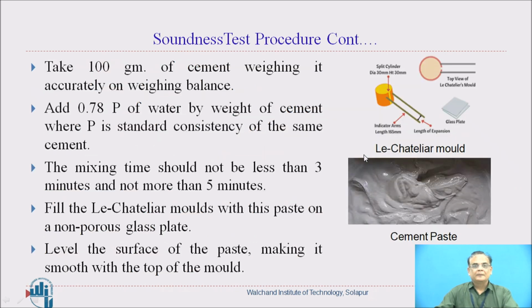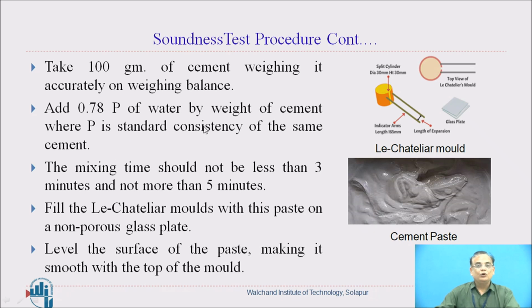Now let us see the step-by-step procedure how the test is performed in the laboratory. So what we have to do, take 100 gram of cement weighing accurately on a weighing balance. So first step is taking 100 gram of cement, accurately measuring it on the weighing balance.